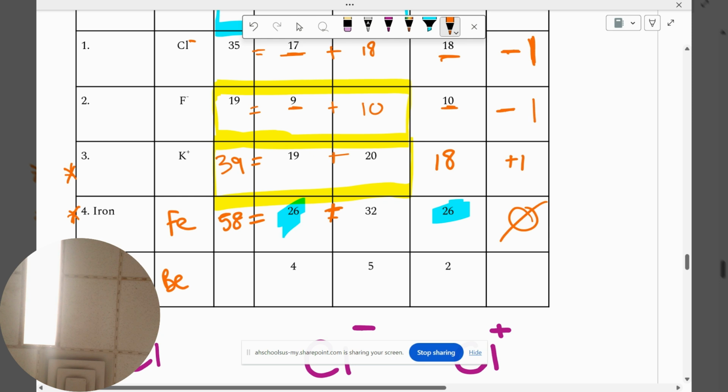Beryllium, Be. 9 is equal to this plus this, right? And then how many electrons? Well, I have 4 and 2. 4 positives, 2 negatives. So it's going to be plus 2. You guys got it? Thumbs up. Feel like you got ions a little bit? Thumbs up.